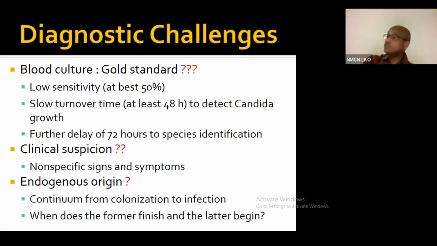So these are challenges that you will have. Clinical suspicion in the ICU, I just now told you, all your ICU patients could be like this. Almost every patient I look at in the ICU will be like this.